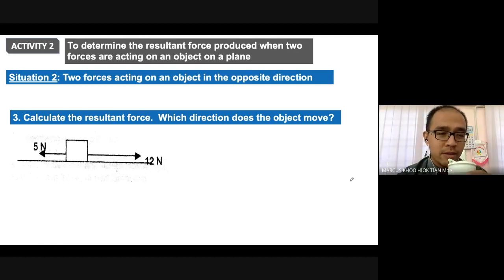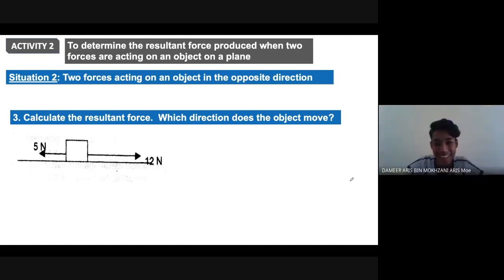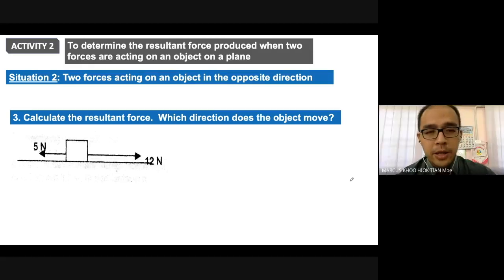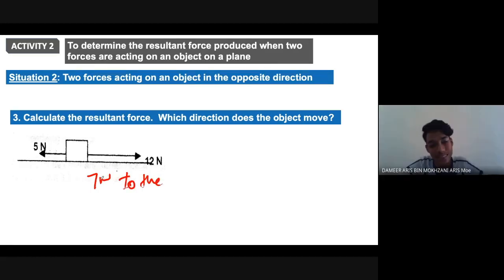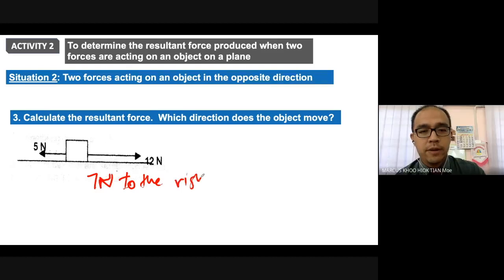Can you tell me what's the resultant force? 7. Okay, 7 to ke arah mana? To the right. To the right. Okay, very good.